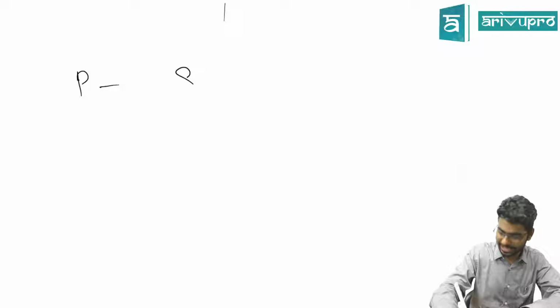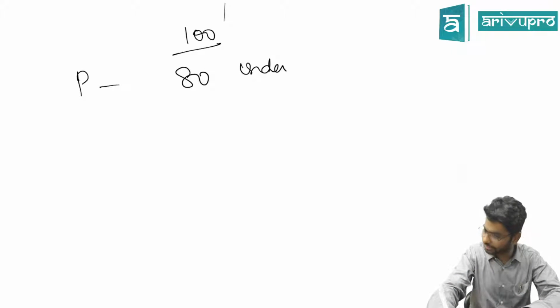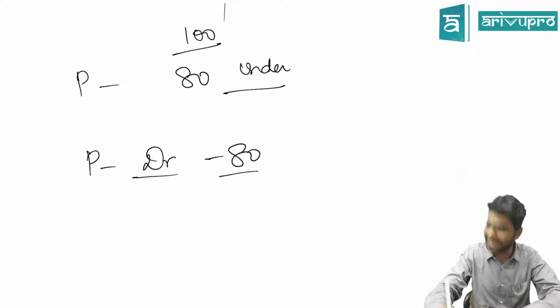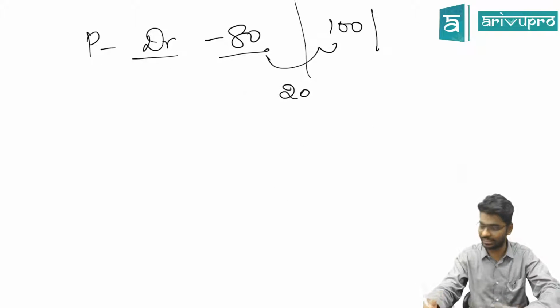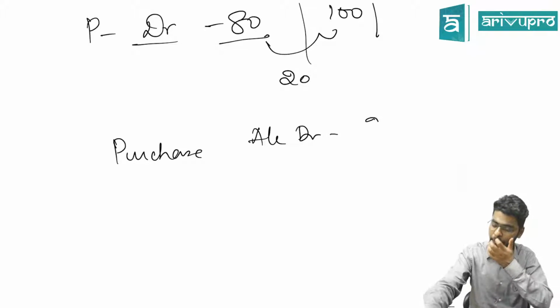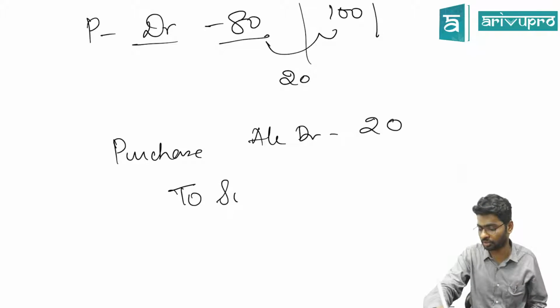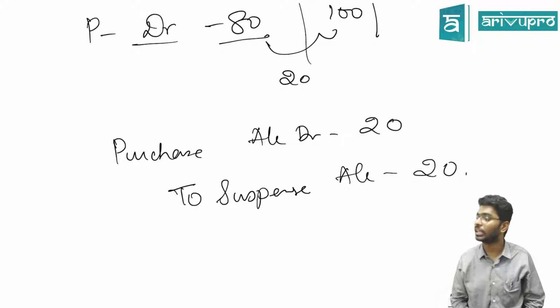Purchase account is 80 instead of 100. This is undercasting. Purchase account should have a debit balance. You are only debiting by 80, but it should have been debited by 100. So you have a shortage of 20. So debit purchase account by 20. Purchase account debited 20. Do I have anything to credit? Nothing. To suspense account 20. If you want it as a statement, can I write it as a statement? Yes. Please debit purchase account by 20 rupees.